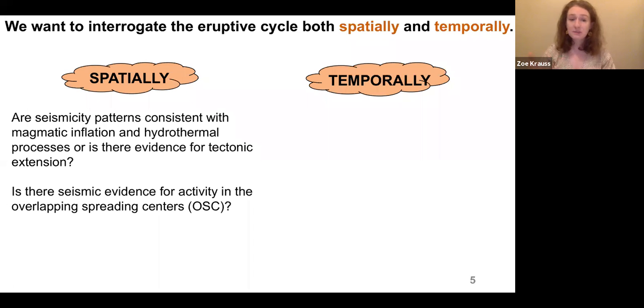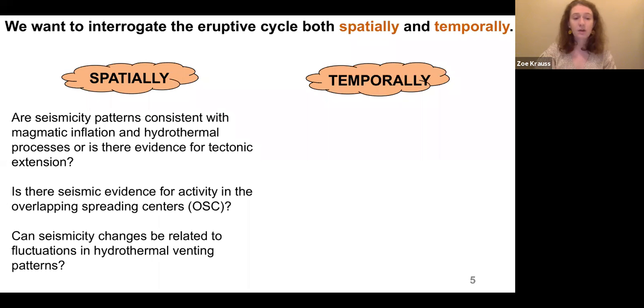Do we see a lot of seismicity associated with those overlapping spreading centers to the north and south? And even down to the resolution of individual hydrothermal vent fields, can we relate changes in seismicity to changes in temperature or changes in fluid flow?